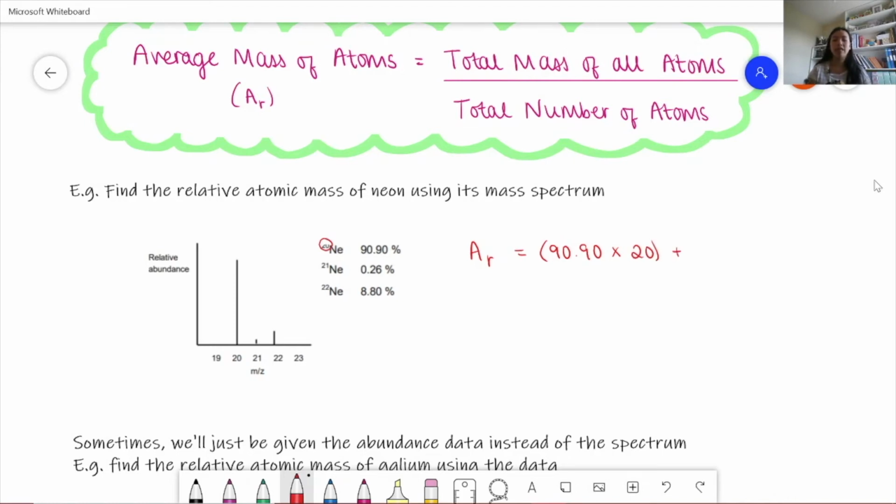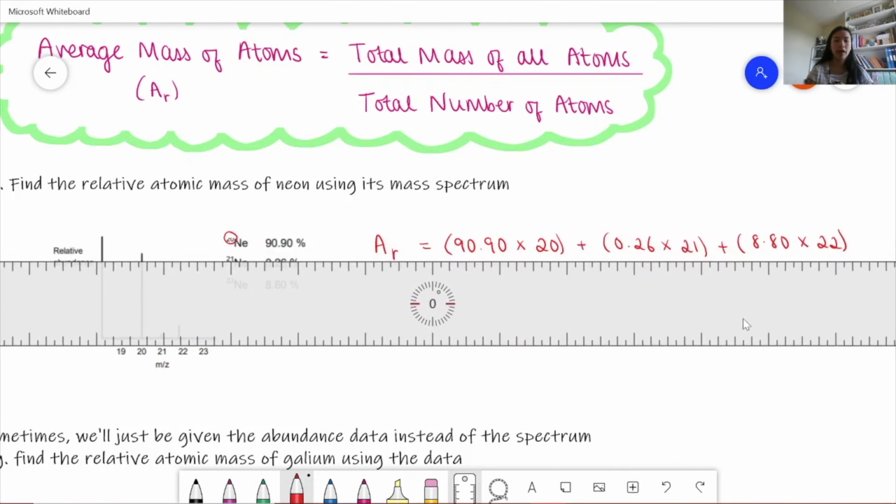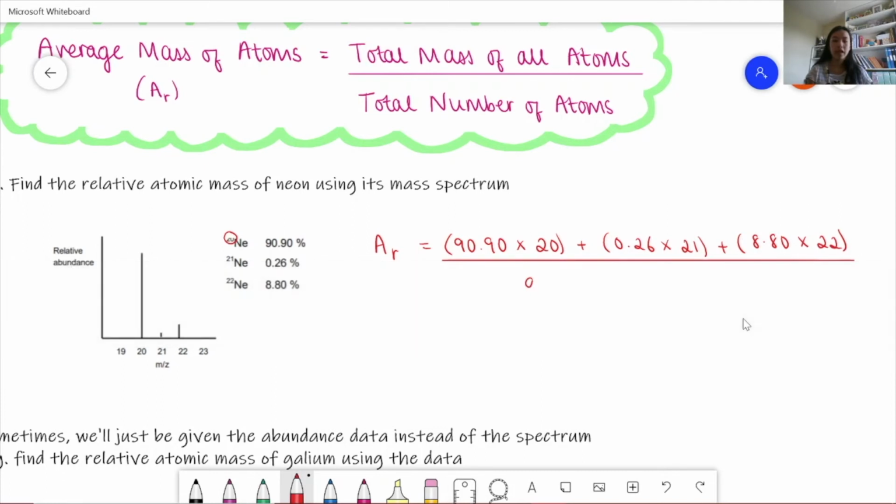And then we add up all of these separate masses of these different isotopes. So then we have 0.26 times 21, and then added with 8.80 multiplied by 22. And then this is all divided by the total number of atoms. So in this case, that would be 90.90 plus 0.26 plus 8.80. And so this gives us a relative atomic mass of 20.17. So you always have to remember to round it to 2 decimal places.